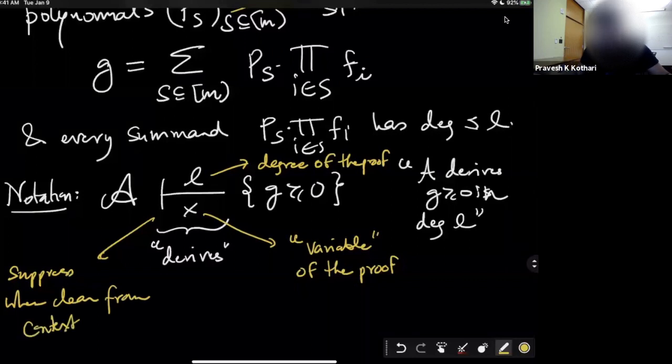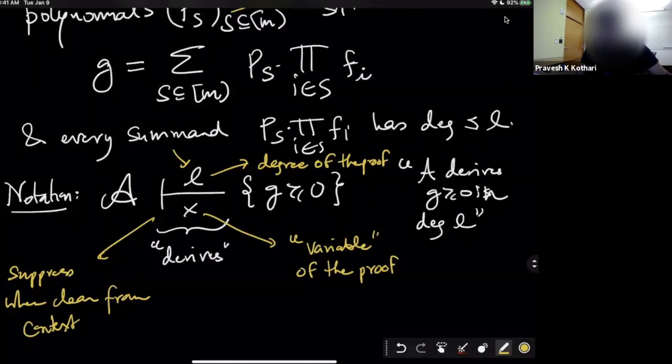There are situations where we even suppress the degree of the proof because, for whatever reason, it's clear from the context. And so we might even end up just writing the derives symbol without anything written on the top or the bottom. But usually we try to be faithful to representing the degree of the proof at the very least.